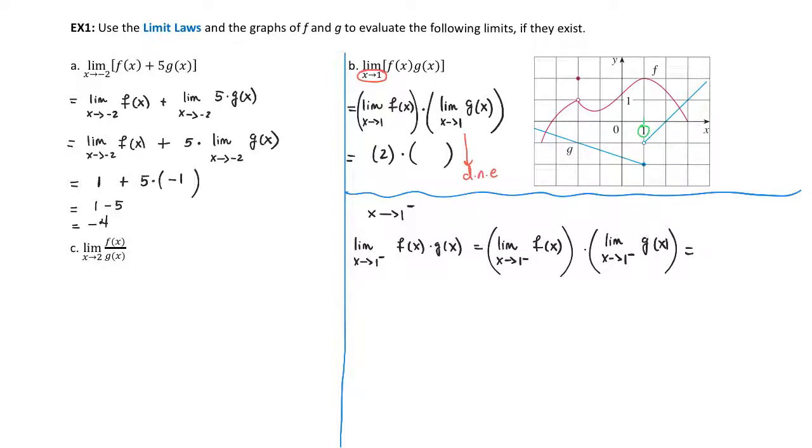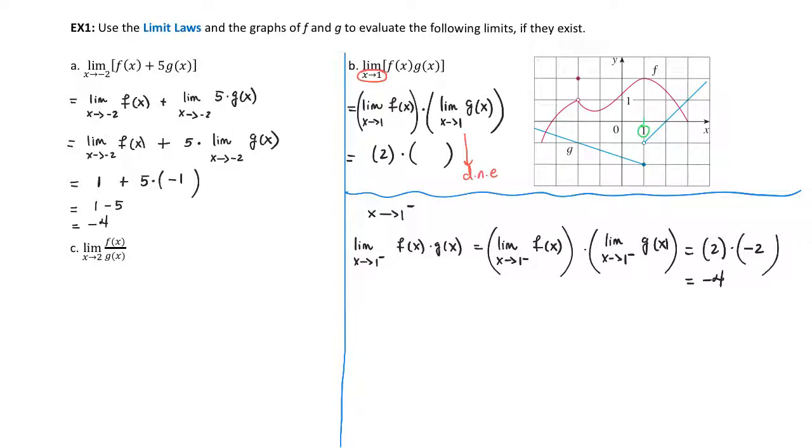So when x approaches 1 from the left, the limit of f of x is 2. Again, that doesn't change. I'm going to have 2 right here. Now for the other one, when x approaches 1 from the left, the y values of this function are approaching -2 right there. So then that means that I'm going to have -2. So then this limit will be equal to -4. So that becomes my answer. I don't see anything wrong with that.